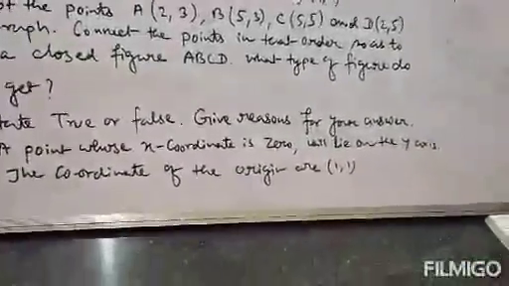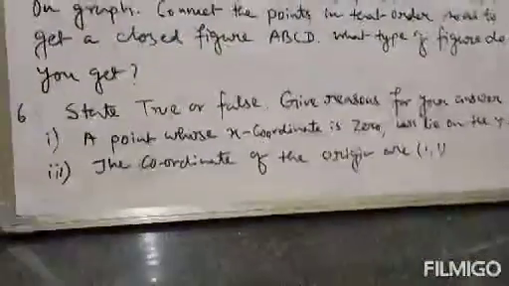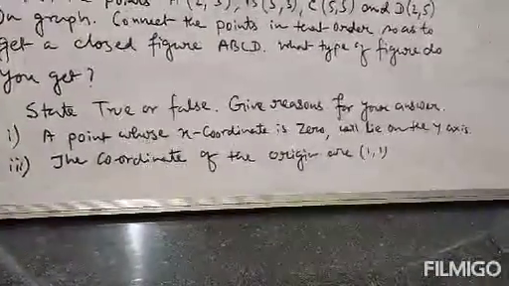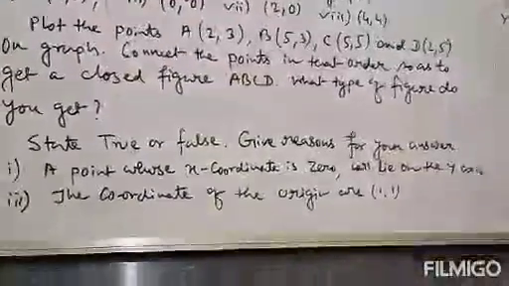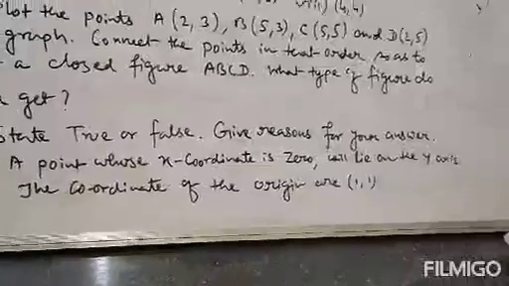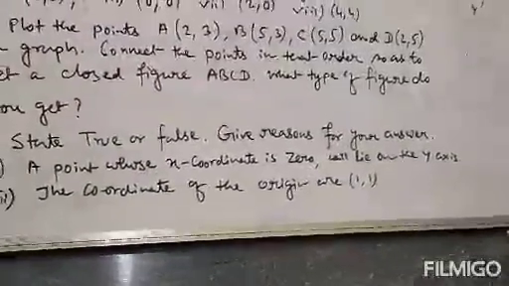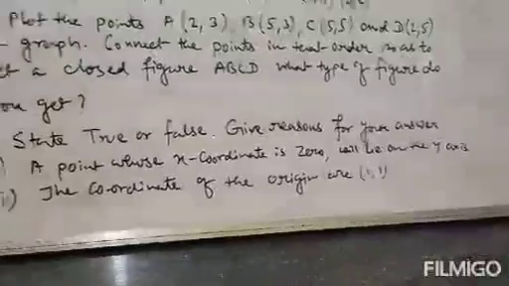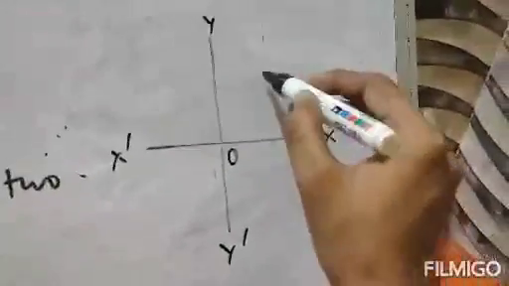So the question is, a point whose x coordinate is 0 will lie on the y-axis. Now a point has two coordinates. One is with respect to the x-axis and one is with respect to the y-axis. With respect to both of these, the coordinate of any point is justified. So a point whose x coordinate is 0, that means suppose a point here, suppose the point is A.